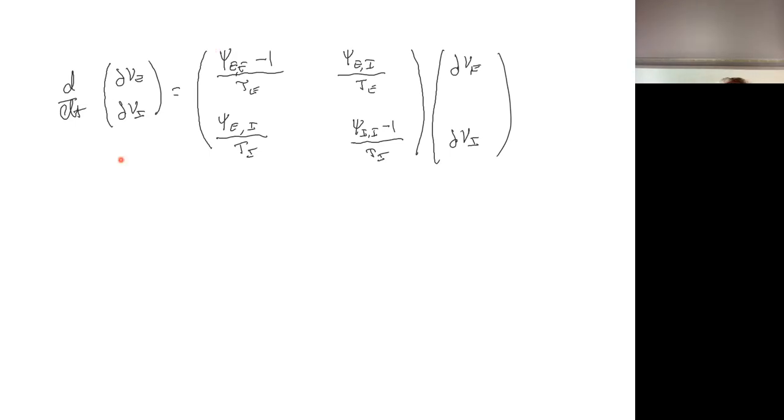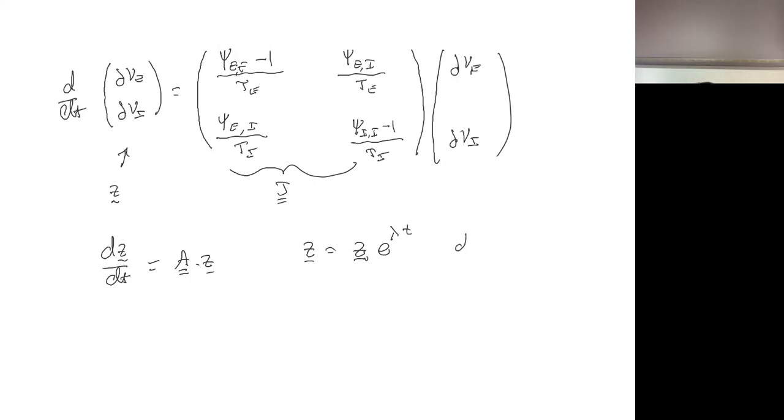So this has the form: if we call this 2D vector Z, and this matrix A, actually let's call it J, because this is a Jacobian, what we have is dZ dt equals A dot Z. And this has a solution Z equals Z0 e to the lambda t. I assume you know that, but I'm not really sure.